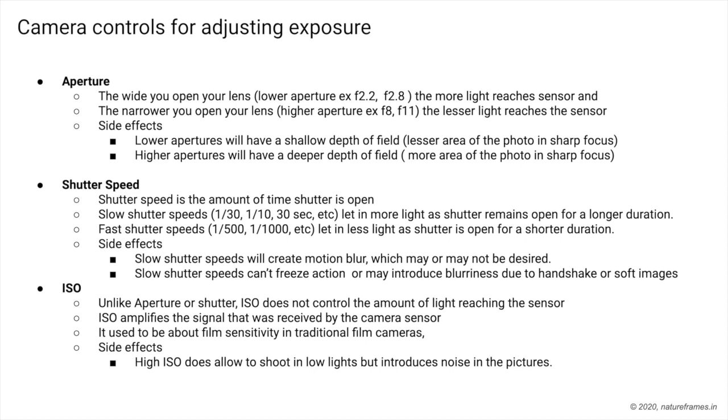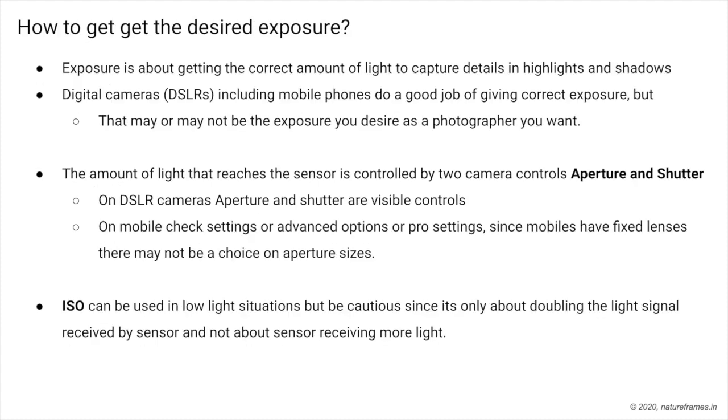The side effects of ISO. High ISO does allow you to shoot in low light conditions but introduces noise in the picture. How to get the desired exposure? Exposure is about getting the correct amount of light to capture enough details in highlights and shadows.